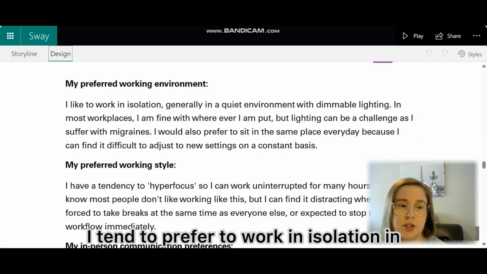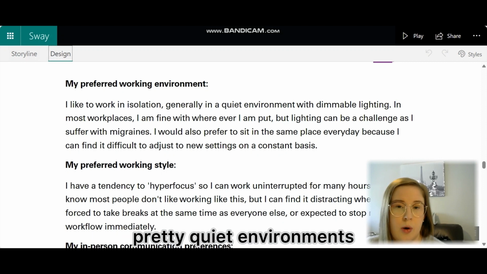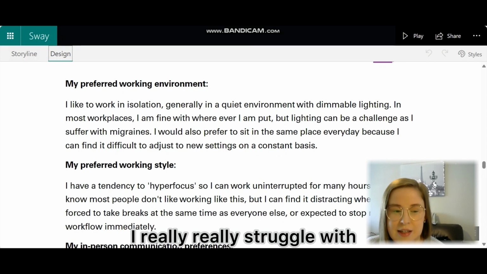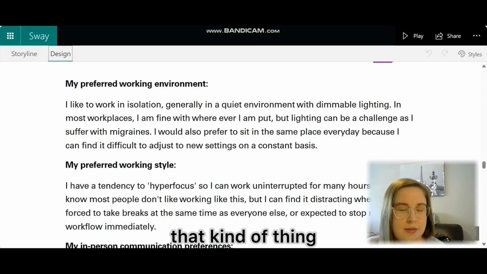I tend to prefer to work in isolation in pretty quiet environments. I can't do overhead lighting that well. I really struggle with that kind of thing. So for me, that was important to say.